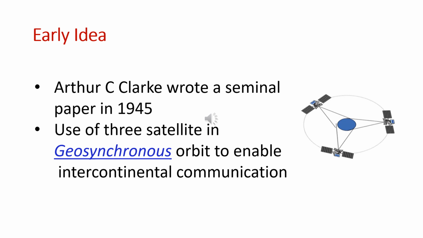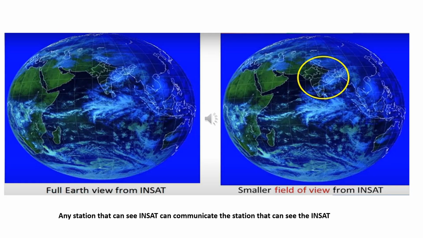So here is the picture. This is the Earth. These are the three satellites. So with the help of these three satellites, we can cover the whole geographical area of the Earth. We can see here, this is the picture which is taken from the INSAT. INSAT stands for India National Satellite. So we can see this INSAT can cover the whole geographical area of the Earth.